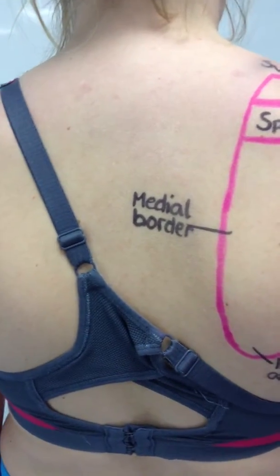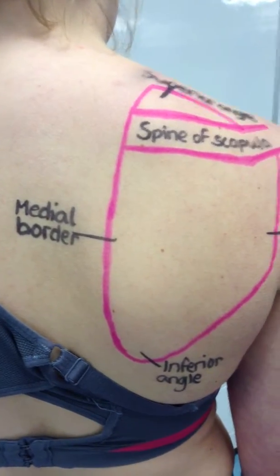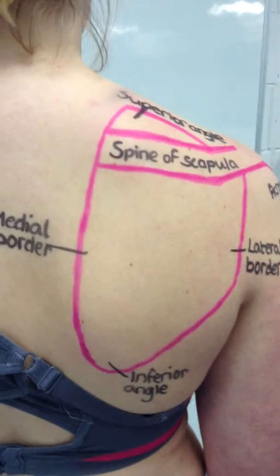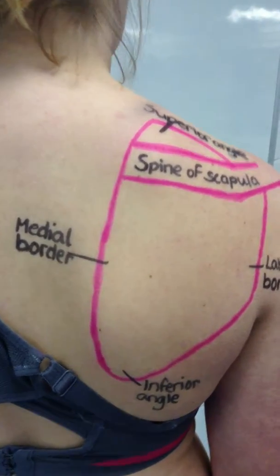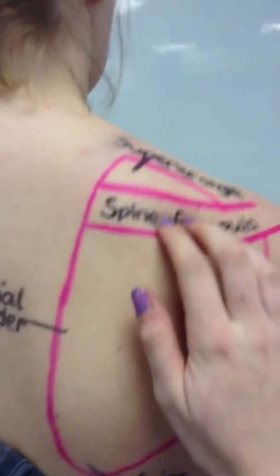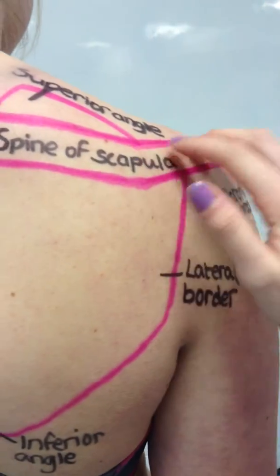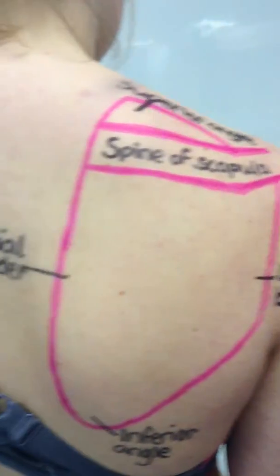And first of all, I'm going to talk about the spine of the scapula. It is a very prominent bony region, and it passes laterally and slightly superior. We can palpate it easily at the top of the scapula and it runs round and angles up.